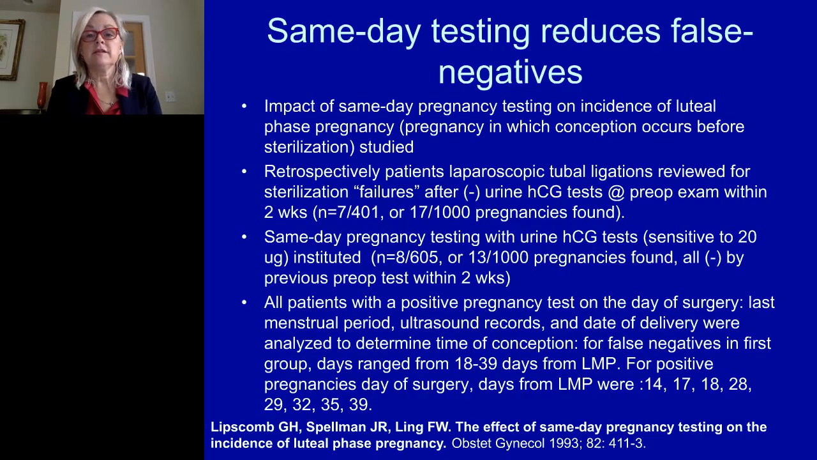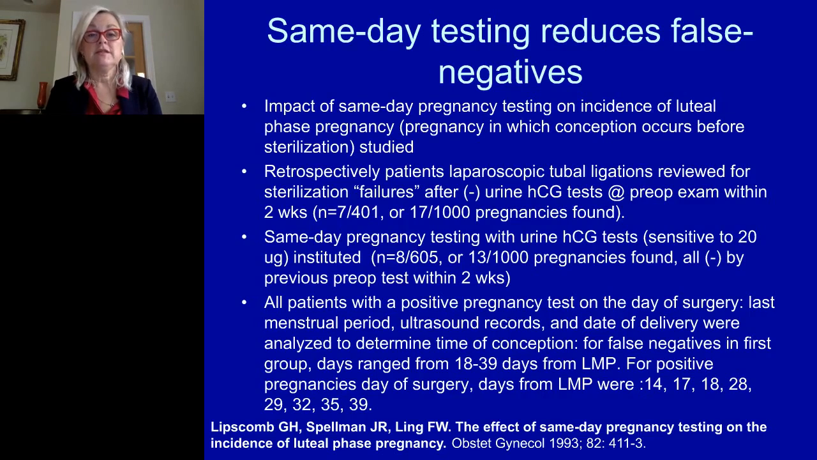They retrospectively reviewed their cases for so-called sterilization failures. In other words, the individual underwent tubal ligation for sterilization purposes, and yet they had a pregnancy. And this was after there was a negative urine HCG test done within 2 weeks prior to their procedure, preoperatively. In these cases, they found a rate of 7 in 401 cases, there were 7 unexpected pregnancies, which is a rate of about 17 per 1,000.